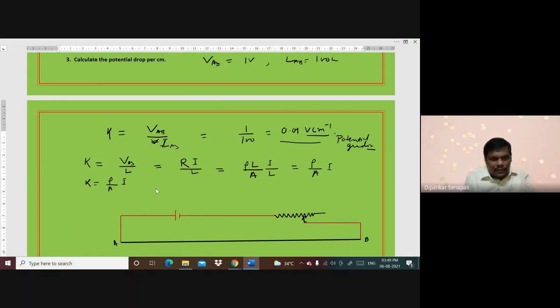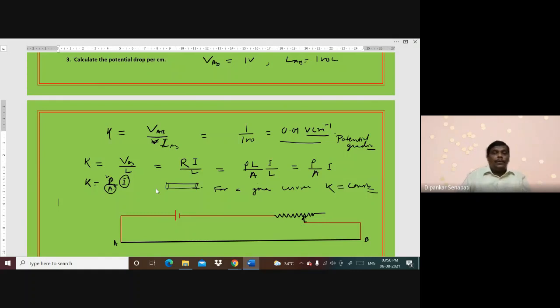Now, the factors which can affect the potential gradient are the cross-sectional area and the current. As we have used a uniform wire, the whole wire is made up of the same substance, so resistivity remains fixed. Still, the potential gradient will depend on I and A. If we take a uniform wire, the area of cross section is the same everywhere, then for a given current, K, that is the potential gradient, is constant, provided the wire is uniform.